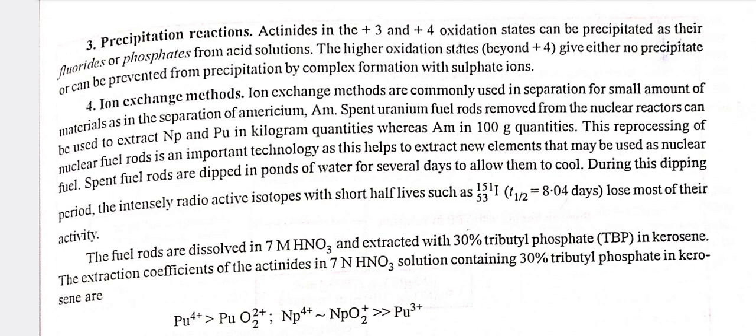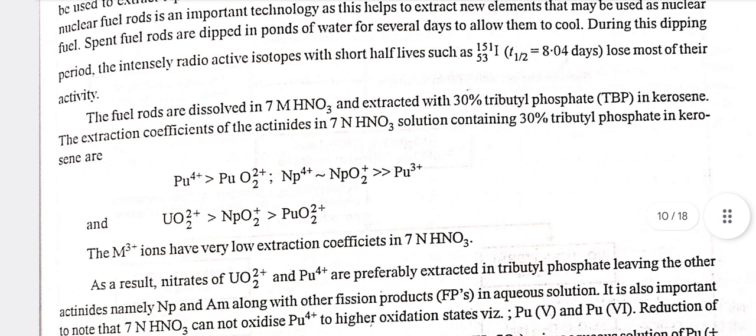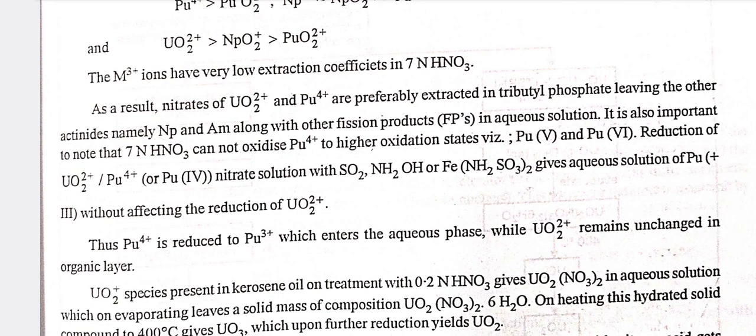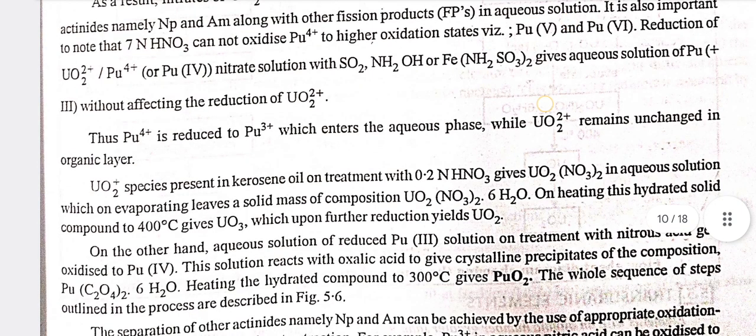Ion exchange methods. Ion exchange methods are commonly used in the separation of small amounts of materials, as in the separation of americium. The fuel rods are dissolved in 7 molar HNO3 and extracted with 30% tributyl phosphate in kerosene. As a result, nitrates of UO2 2+ plus Pu4+ are preferably extracted in tributyl phosphate, leaving the other actinides, namely Np and Am, along with other fission products in aqueous solution.